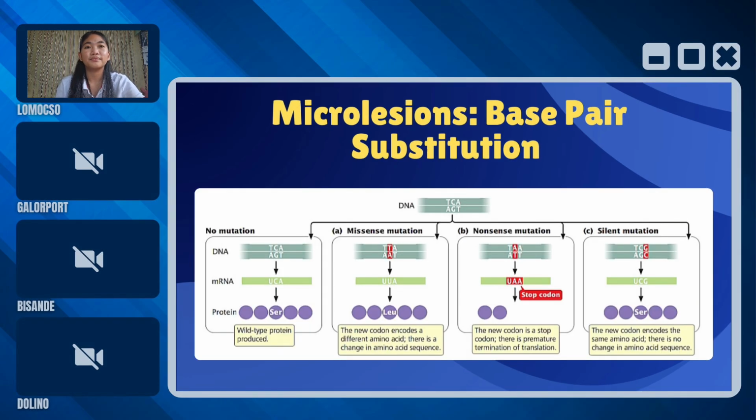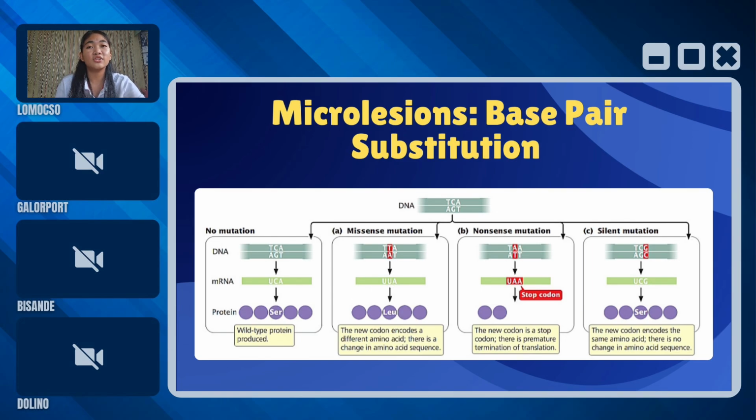As you can observe from this image, we have no mutation of genes on the left side, and we are going to use this to differentiate. So for missense mutations, one nucleotide from the sense strand or coding strand of the DNA is altered from TCA to TTA, and the corresponding mRNA codon changes from UCA to UUA, which the new codon encodes a different amino acid, which is leucine.